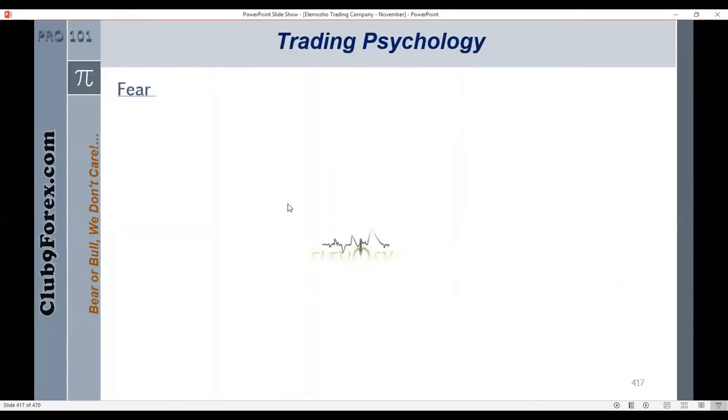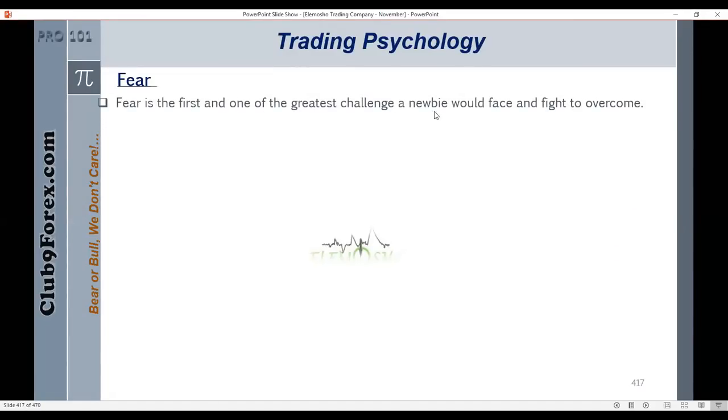So let's look at the first scenario, fear. Now, fear is the first and one of the greatest challenges a newbie would face and fight to overcome, and it's very logical that you're going to be experiencing that because you are still not sure. But over time, you are going to get over it. So don't worry. Every pro trader was once a newbie too, and we were once afraid of the market. But after some time, we got over that. So you too will get it.